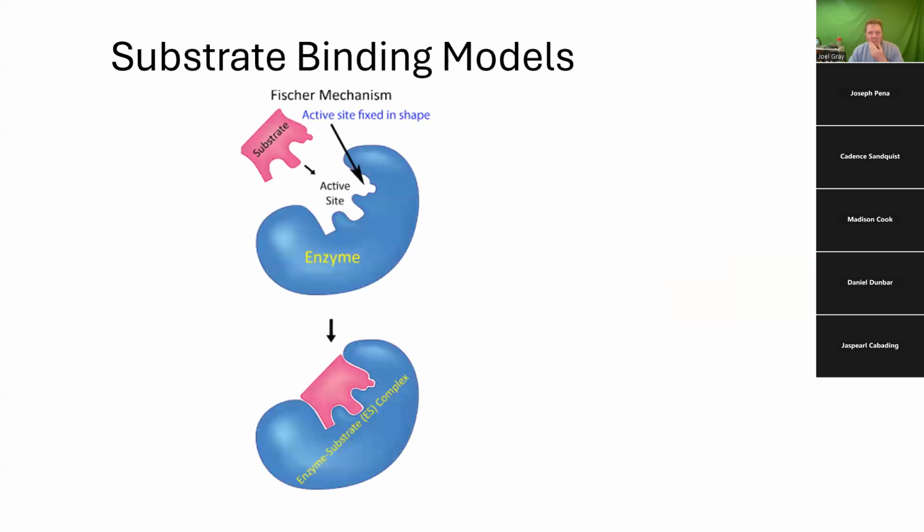Now, there is something known as the Fisher mechanism in terms of specificity. The Fisher mechanism is an idea that the shape and composition of the substrate fits perfectly into the pocket of the enzyme. And that's how we get this ES complex. It's almost like a lock and key. A key fits perfectly into that lock. There are grooves and indentions on that key, and there's a complementary side of that on your enzyme.